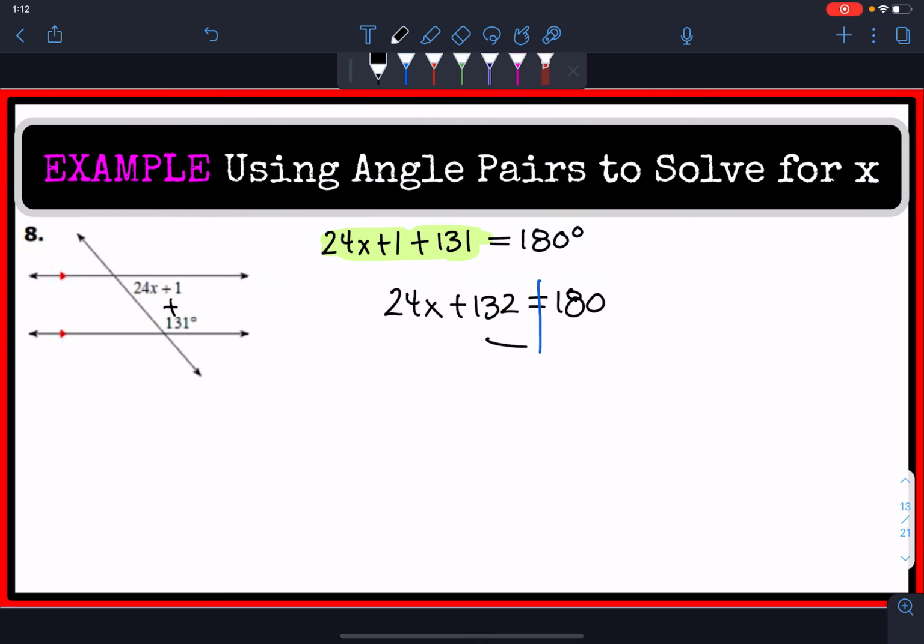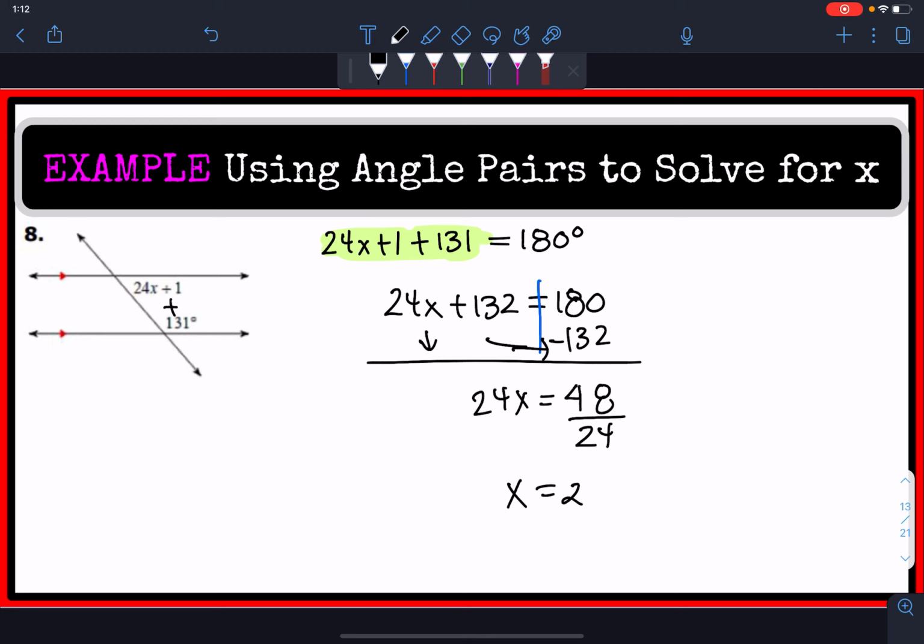So subtracting, moving the 132 to the other side, 24x is equal to 48. Dividing the 48 by 24, we get that x is equal to 2. And there's my solution.